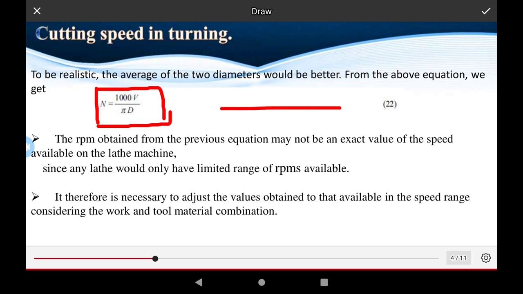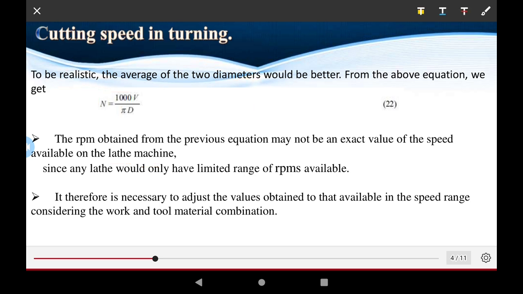The RPM obtained from the previous equation may not be the exact value of the speed available on the lathe machines, since lathe machines only have a limited range of RPM. I also discussed this for the second unit in the last lecture, lectures 21 and 22.